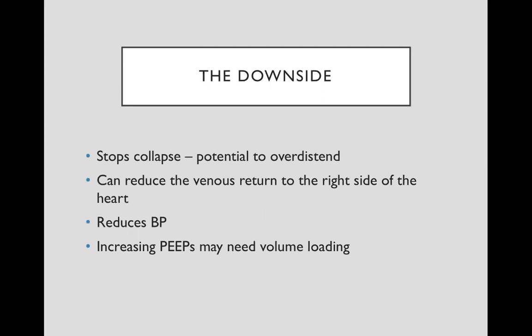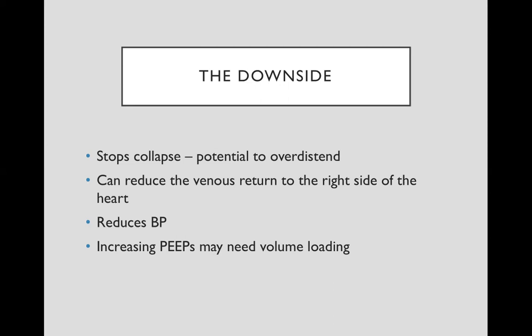There is a downside to this because it stops collapse. It has the potential to overdistend the lung. And if you overdistend the lung, you reduce the venous return to the right side of the heart, and that can compromise your blood pressure and your cardiac output. So when we are increasing the PEEP, which is what we commonly do initially when the patient is hypoxemic, you increase the PEEP from 7 to maybe 8 to 10 to 12. It is quite common for us to go up to a PEEP of 10 to 12.